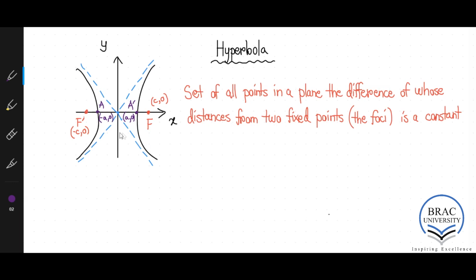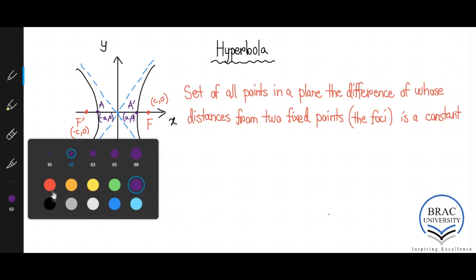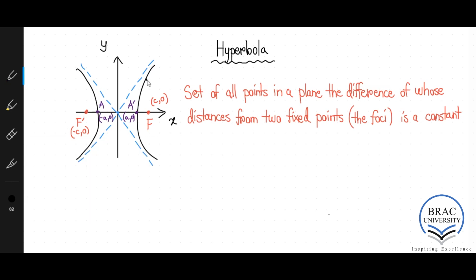Before going ahead and using the vertex, let's talk about the definition a bit more. The black curve here is just a set of all points. Let's say this is point P that has the coordinate x, y. Now, if we calculate the distance between the points P and F, and subtract the distance from P to F prime, we will get a constant.